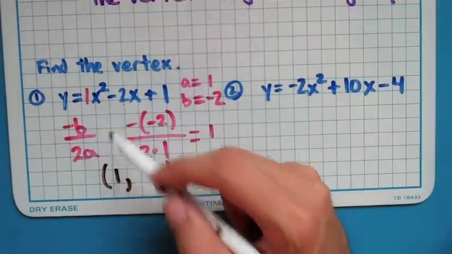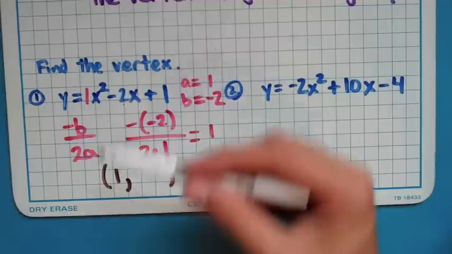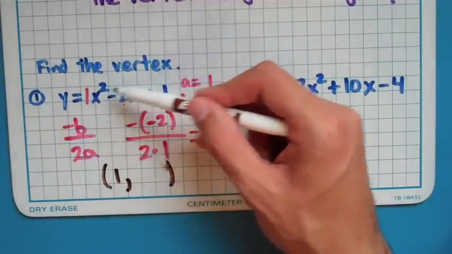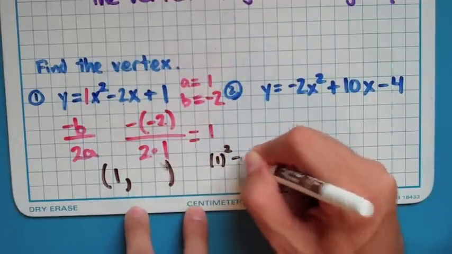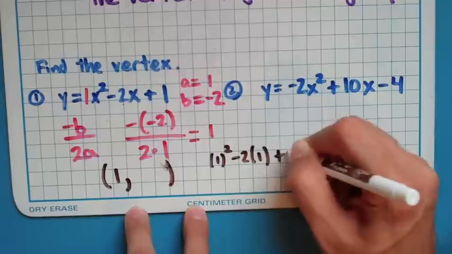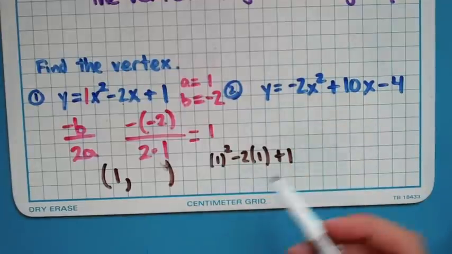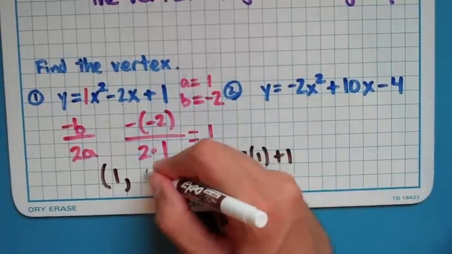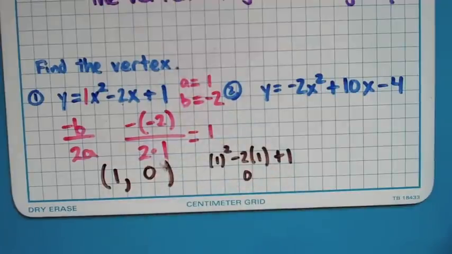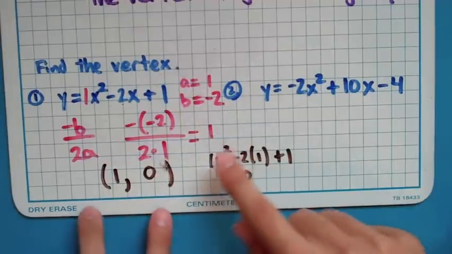Now we just plug it back in, and we're going to get our y coordinate. So I'm going to plug in a 1 for x, that means I plug in a 1 here and here. And if I do that, I'm going to get 1 squared minus 2 times 1 plus 1. I can either use my calculator, or I can just do it mentally. It looks like you'll get a 0 out from that. So my vertex is at 1, comma, 0. And I have one more problem to practice on this.